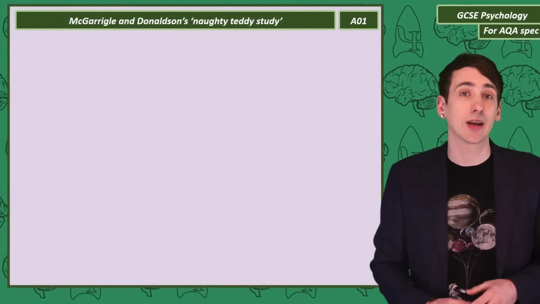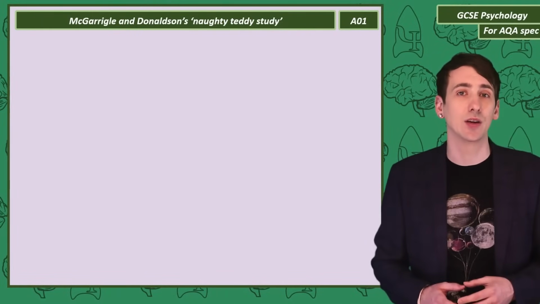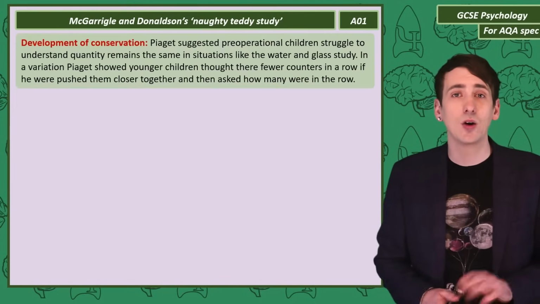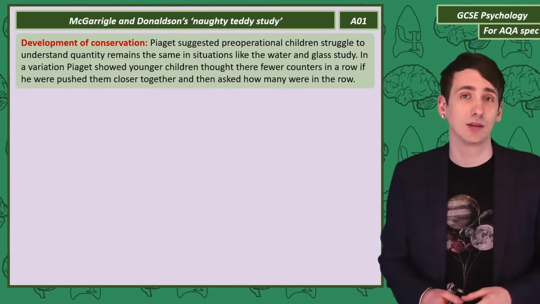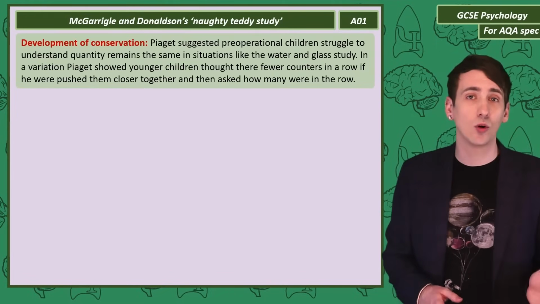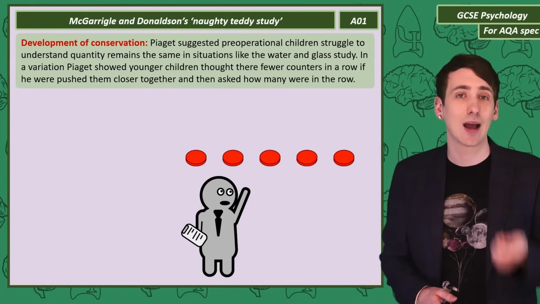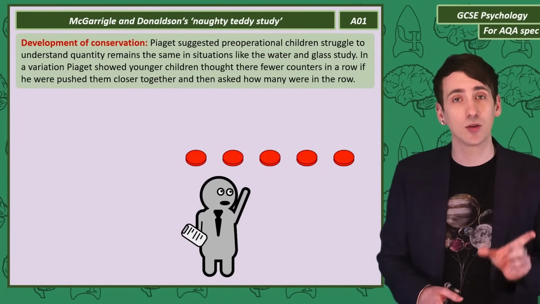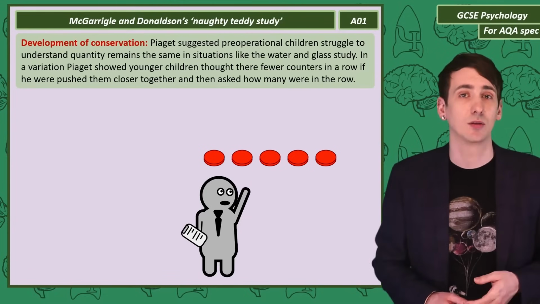So I mentioned research that counters Piaget's work. The first one to look at is the Naughty Teddy study by McGarrigle and Donaldson. We just covered conservation, understanding that quantity remains the same even when how it's displayed changes. And I gave the example of pouring water between glasses. While in a variation, Piaget used counters. He moved a set of counters closer together, and the children often said that there were fewer counters.